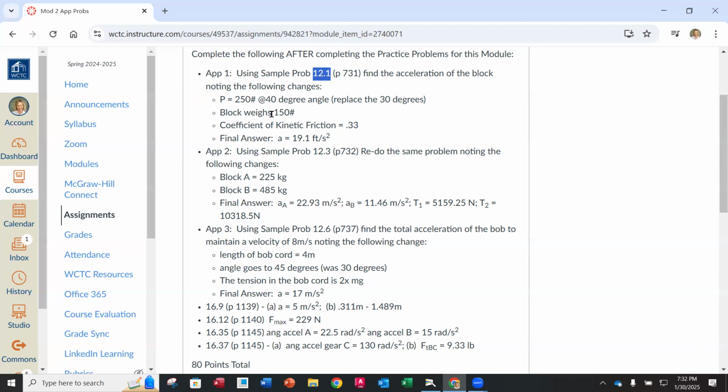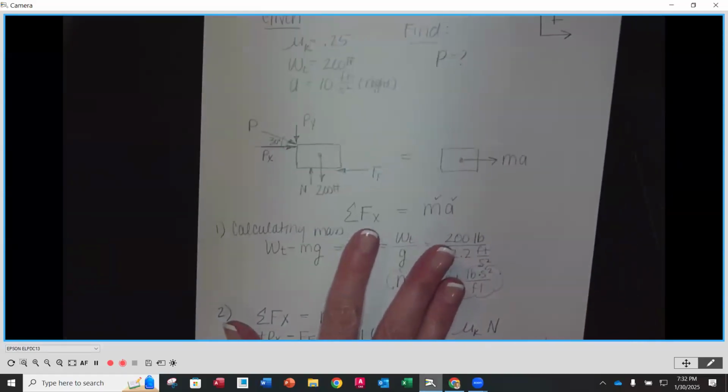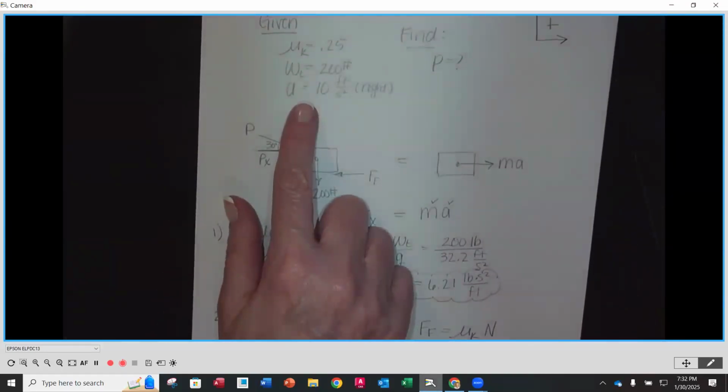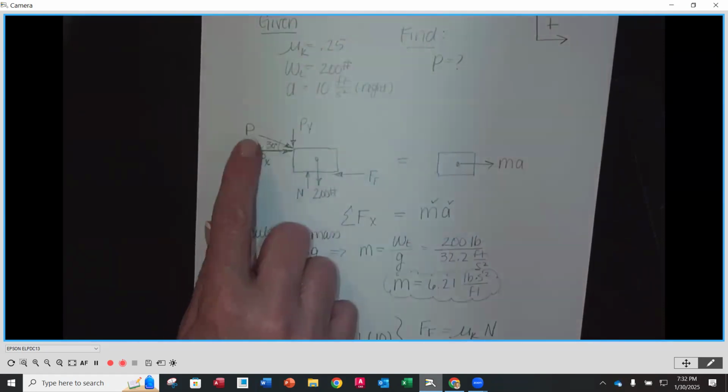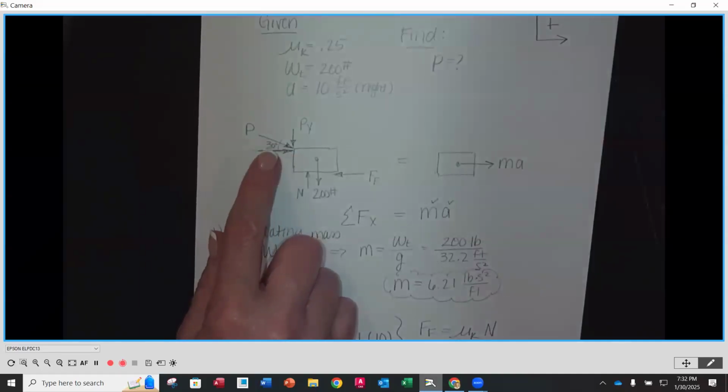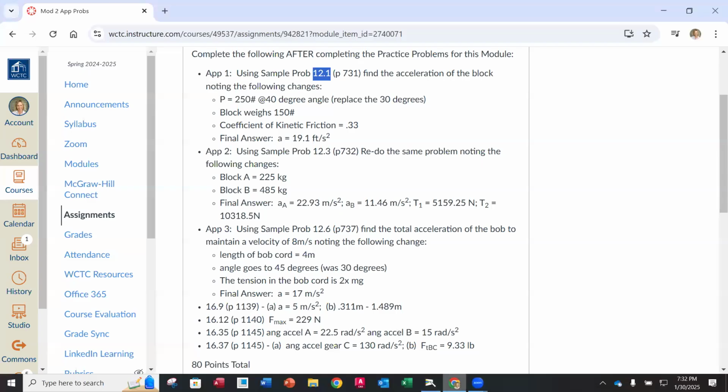So if we recall sample problem 12.1, what I'm referring to here is that we want to find the acceleration this time. Last time we needed to solve for P, but this time I'm giving you P, and instead of the 30 degrees, it's going to be 40 degrees. So you want to replace that 30 degrees.